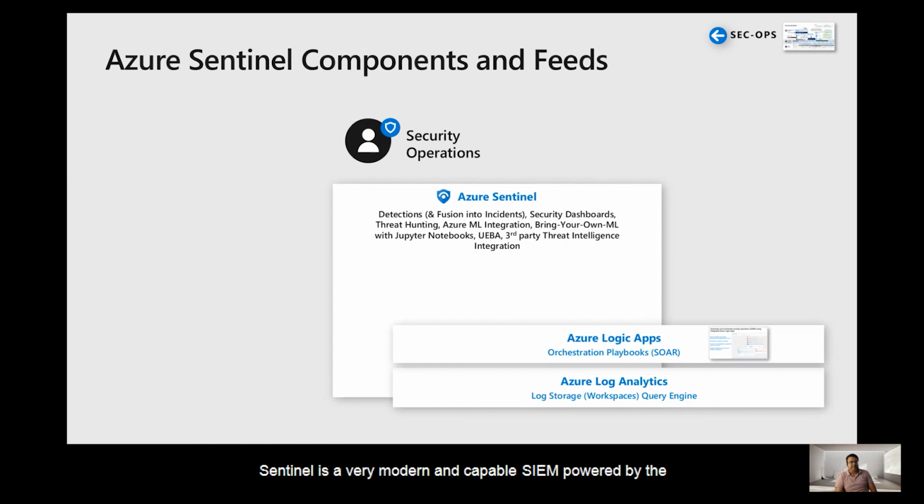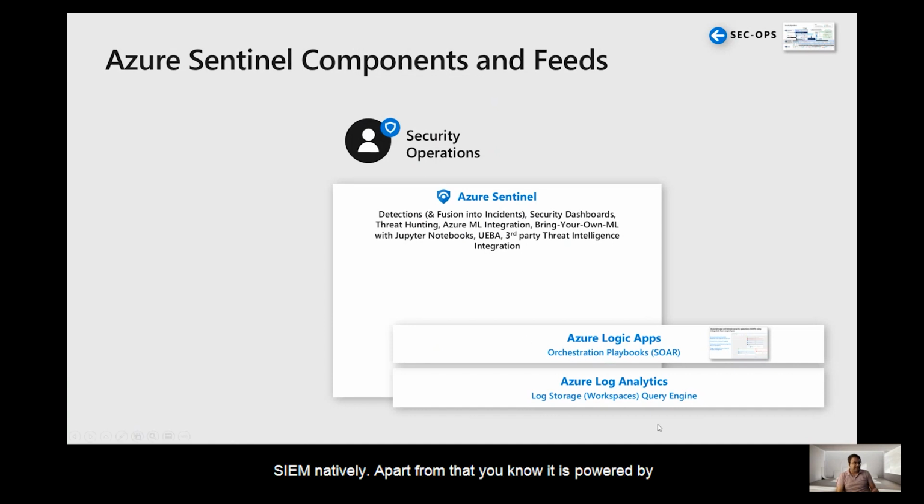Sentinel is a very modern and capable SIEM powered by the limitless Microsoft Azure cloud. It has a variety of data connectors built in, which have built-in security dashboards, reducing the effort of repurposing what you're connecting to. Threat hunting mechanism. It uses the Azure ML service, and you can even bring your own ML and train the models through Jupyter notebooks. It has UEBA, and you can ingest third-party intelligence. A lot of capabilities are built into this SIEM natively.